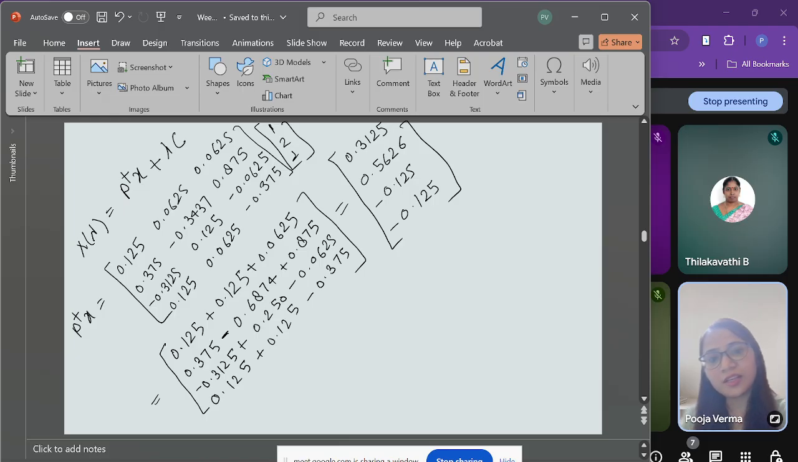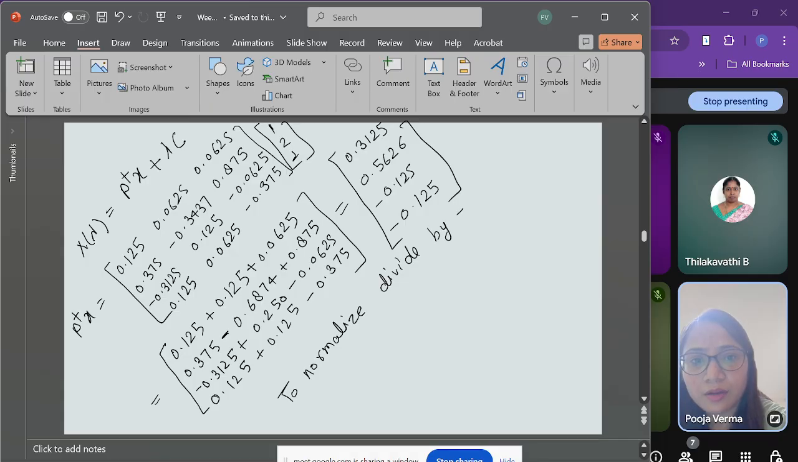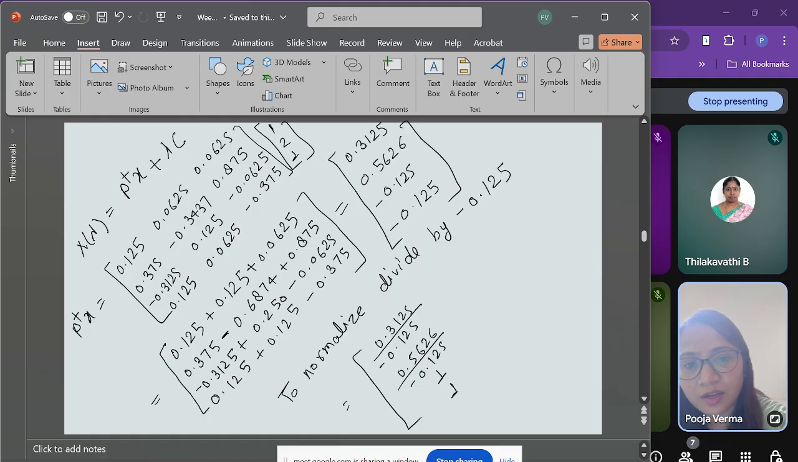So if you normalize it, can you divide these values to normalize? Divide all these values by minus 0.125. Like 0.3125 divided by 0.125. Again here, 0.5626 divided by minus 0.125. Here you will get 1. Here again you will get 1.